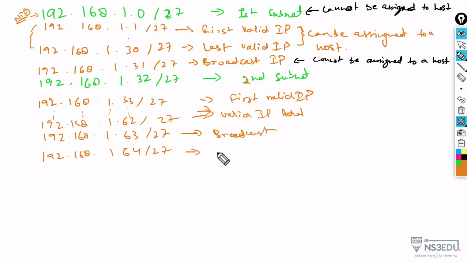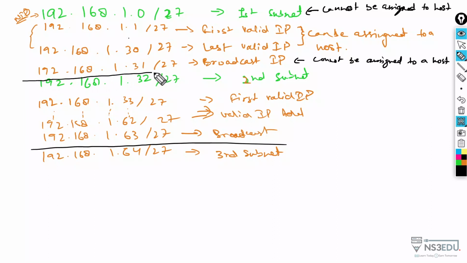Okay, and this is the third subnet. So we are starting here with this third subnet. I'm going to separate it like this so that it is easy to understand. Again, the network address of the second subnet and the broadcast address of the second subnet cannot be assigned to any host. I hope this is clear. If you have any confusions or questions, please let me know.